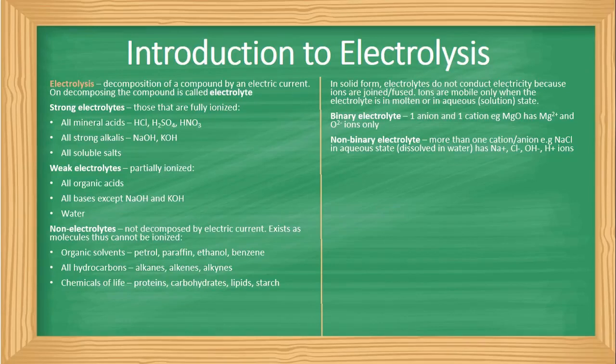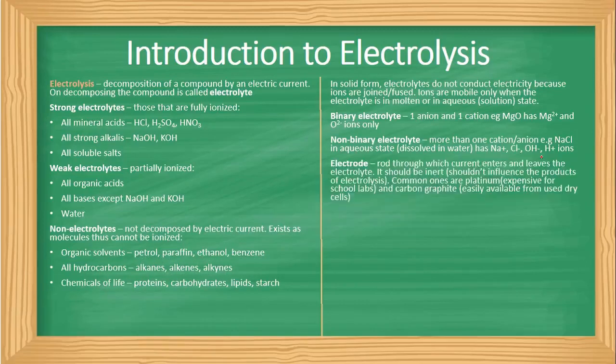And these are those compounds that are in aqueous or dissolved in water state. Like if you dissolve sodium chloride in water, during electrolysis you will have four types of ions. You will have the sodium ion, the chloride ion, the hydroxide ion from water, and the hydrogen ion from water. So in that state, this will be a non-binary electrolyte.